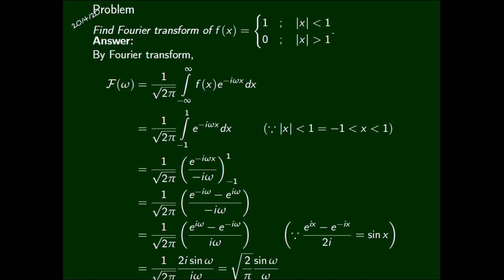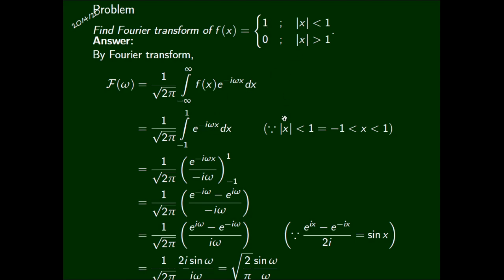As an example, let us see a simple problem. Find the Fourier transform of f(x) equal to 1 when mod x is less than 1, and 0 for mod x greater than 1. First of all, we write the formula for the Fourier transform. f bar of omega is equal to 1 by root of 2 pi, integral from minus infinity to infinity of f(x) e raised to minus i omega x dx. Now we are going to put the value of f(x) here. The f(x) has only one non-zero value, 1, in the range mod x less than 1. So we put f(x) equal to 1 here.